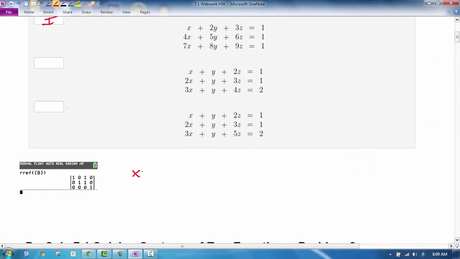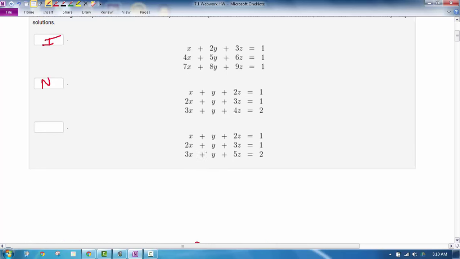Now if I replace that with the variables again, it means that I've simplified this to x plus z equals 0. And the second equation becomes y plus z equals 0. And the third equation becomes 0 equals 1. Now that's an issue, 0 equals 1. That's a contradiction right there. So that means no solution. So I would put an N here.